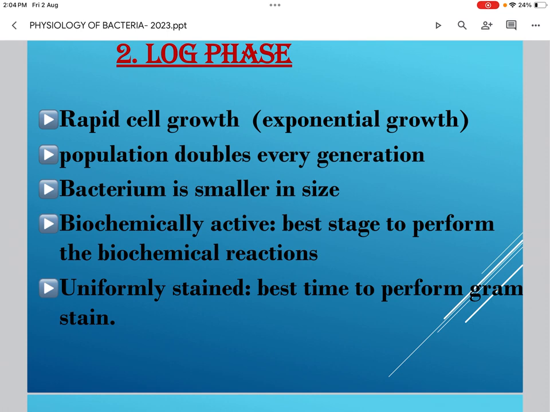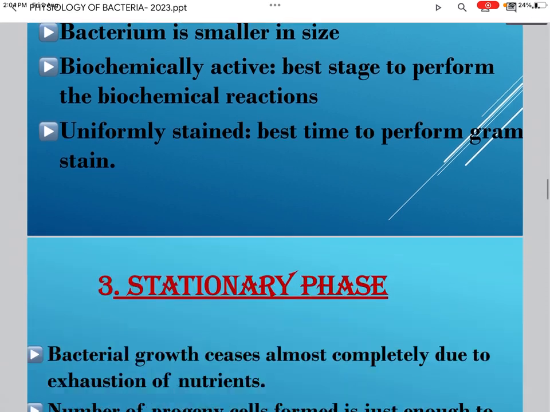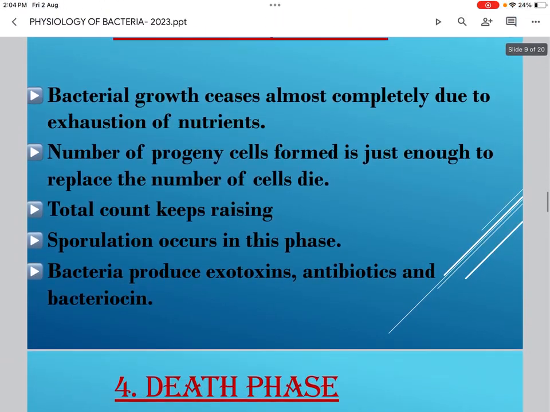So log phase is otherwise known as the multiplication phase. The population of the bacteria multiplies. The cells are smaller but biochemically active, and you get uniformly stained cells.